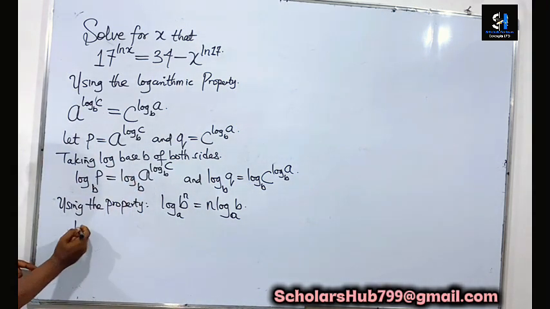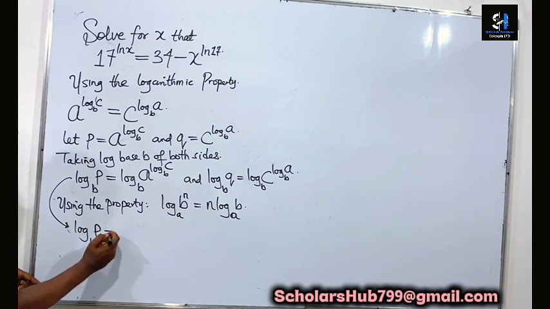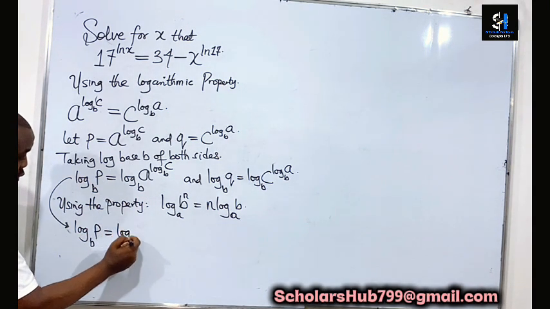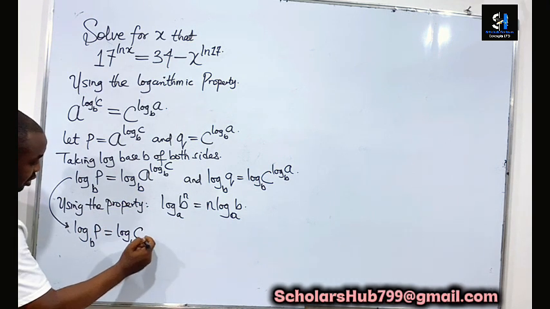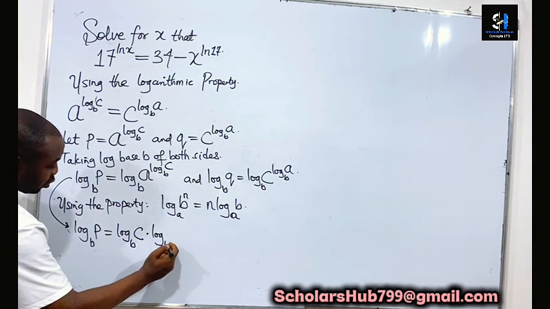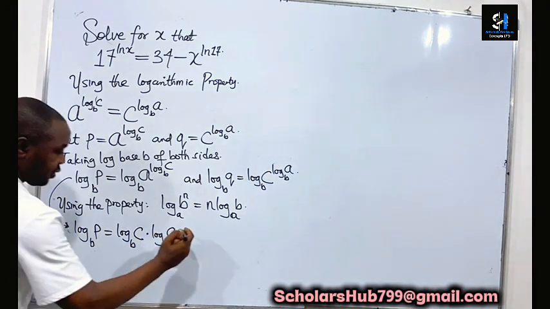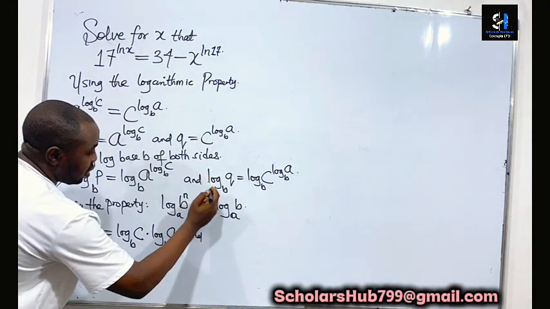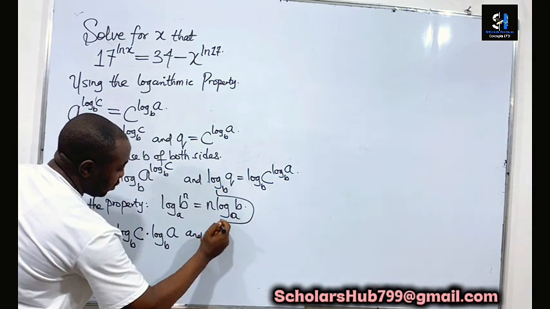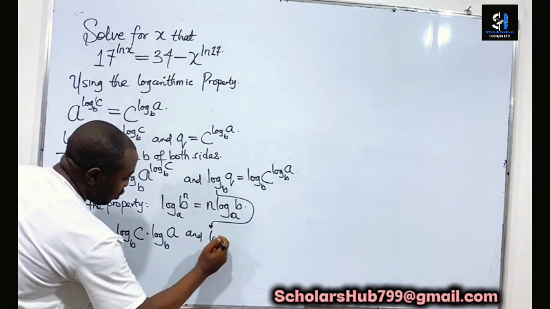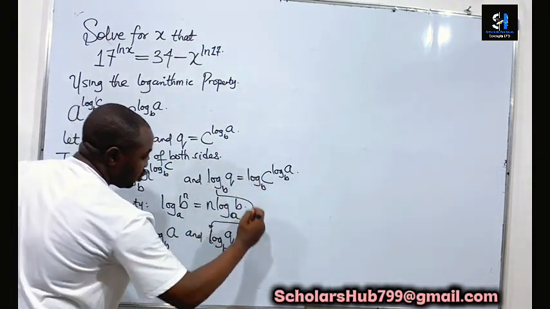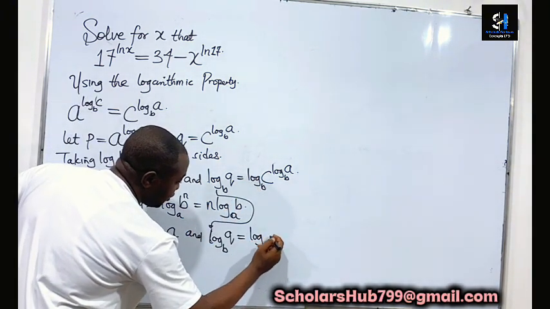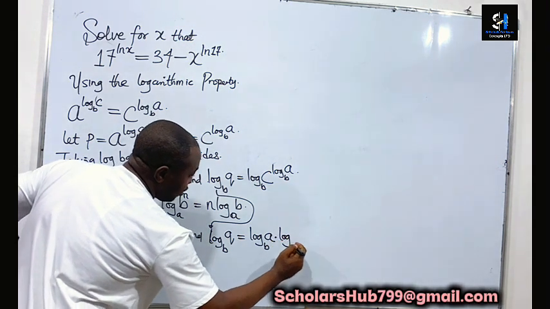So for this one, we're going to have log base b of p equals log base b of c, which becomes the multiplier, multiplied by log base b of a. That's for the first one. For this other one, we're going to have log base b of q equals log base b of a multiplied by log base b of c.